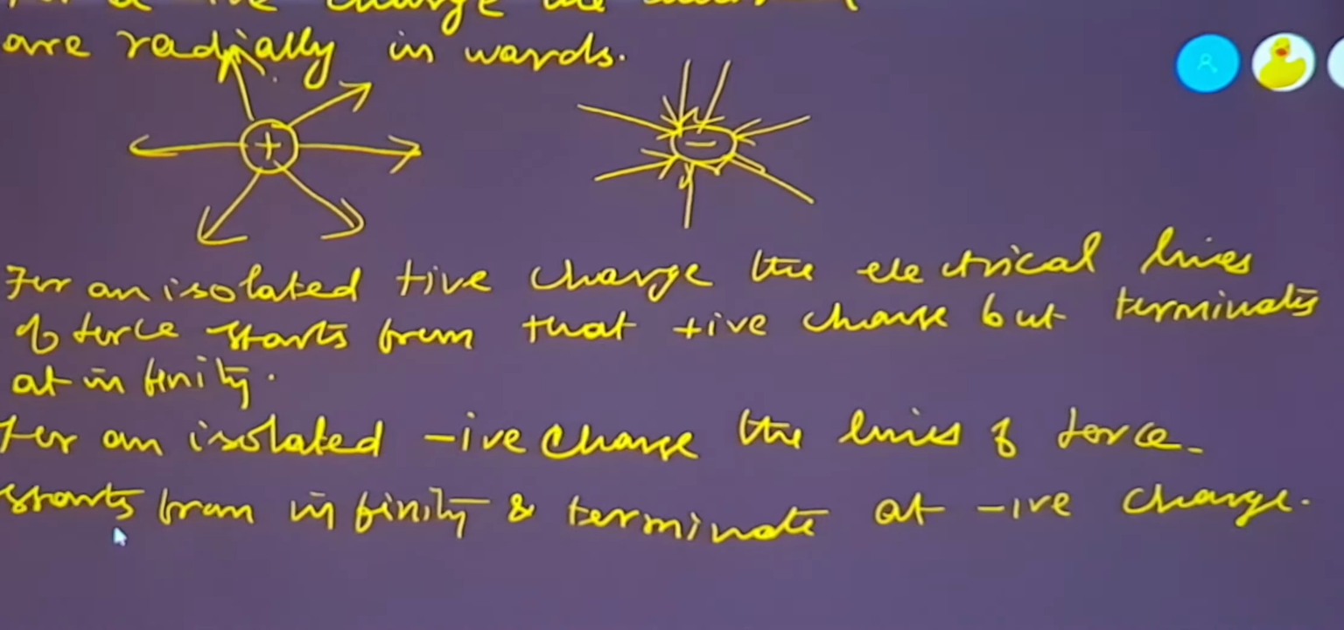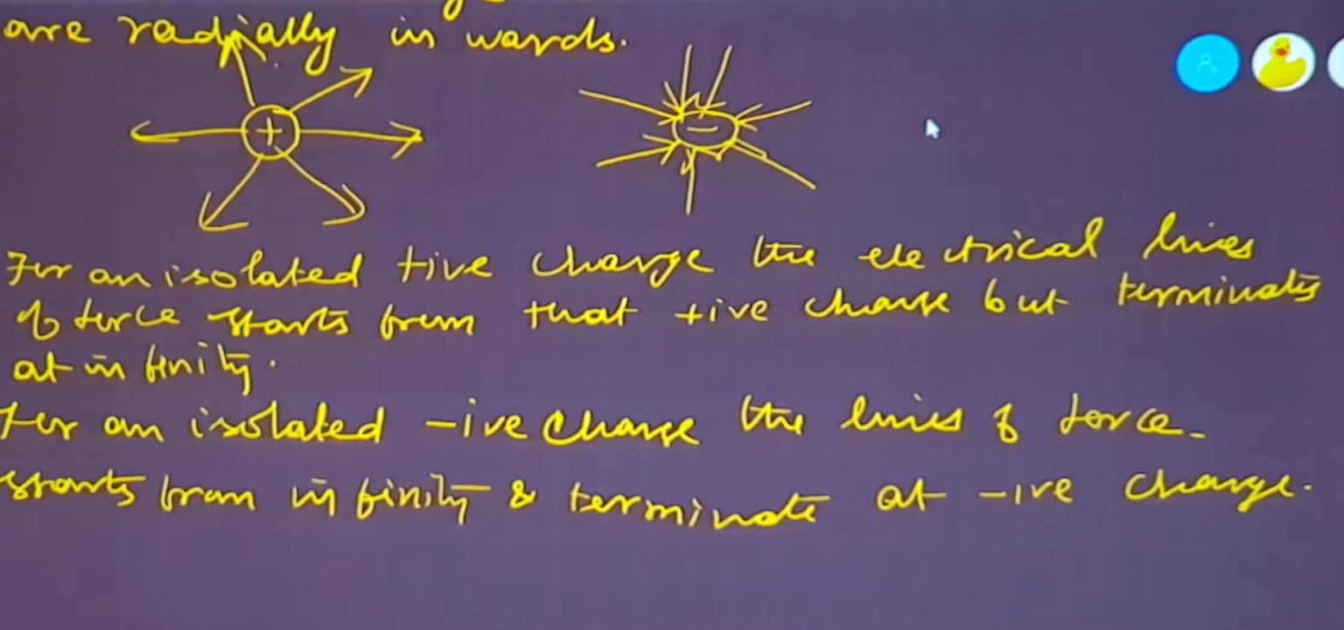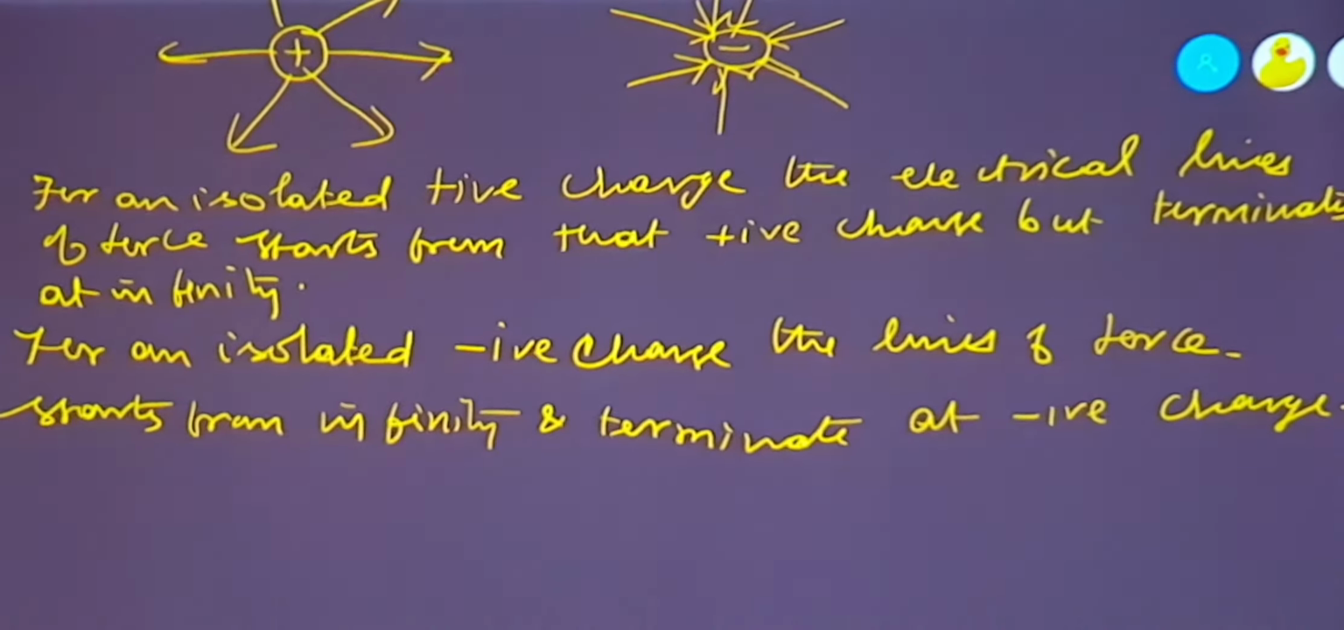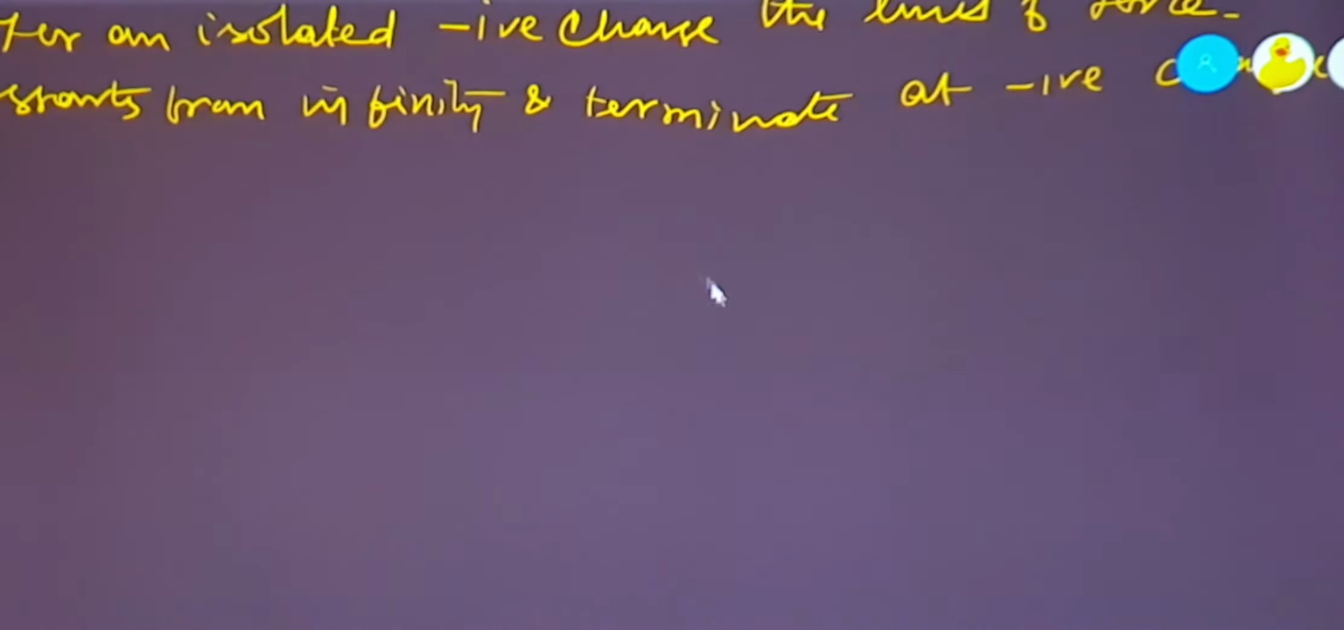Then let us go for point number 2. Regarding point number 1, we have stated only about the two isolated charges: a positive charge alone and a negative charge alone. Positive charge alone, radially outwards, starting from the positive charge, terminating at infinity. Similarly, an isolated negative charge, starting from infinity, terminating at the negative charge, and the lines are radially inwards. Now, let us go for the next one.